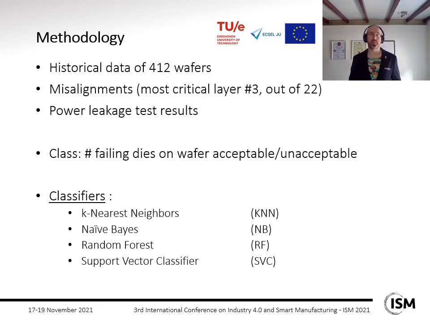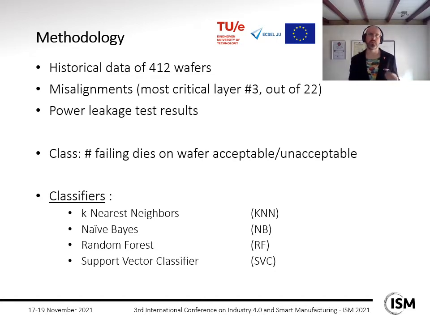Now that we've covered the basics of the manufacturing process, let's take a look at the methodology we use to evaluate whether we could implement predictive discarding into this manufacturing process. For the data analysis, we had data available for 412 wafers, which each comprise hundreds of dies. And for those wafers, we had data on the alignment, or better yet, the misalignment of the third layer, which is the most critical layer out of the 22.